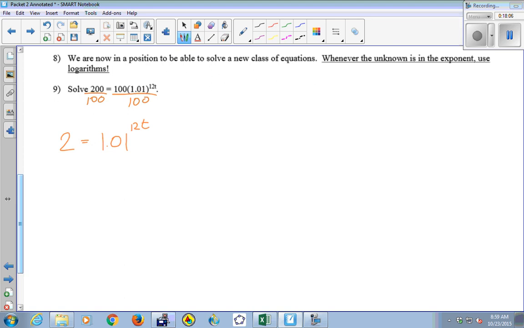All right, when you have a variable in an exponent, this is where logarithms come in handy. I can take the log of both sides, and I can use any base log that I want. I could do log base 10, I could do log base e, I could do log base 17. You tend to use base 10 and base e because you have buttons on your calculator for those. And I use base e because you only have to write 2 letters. It doesn't really matter. So I'm going to write the ln of 2 equals the ln of 1.01 to the 12t. As long as you do the same thing to both sides, this is totally allowed. Just take the log of both sides.